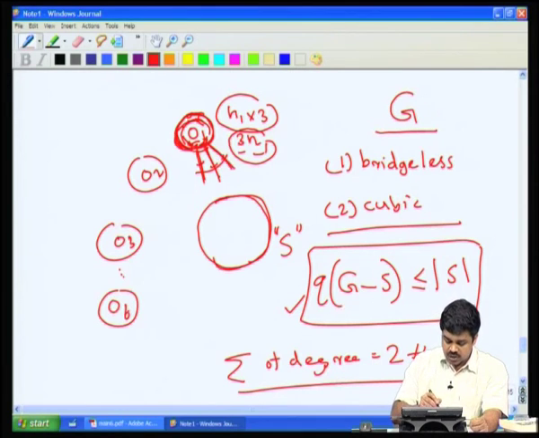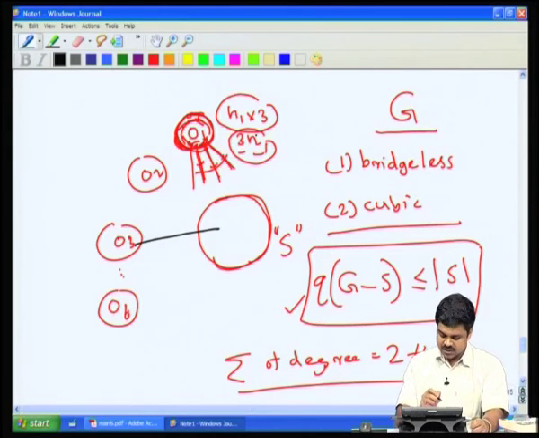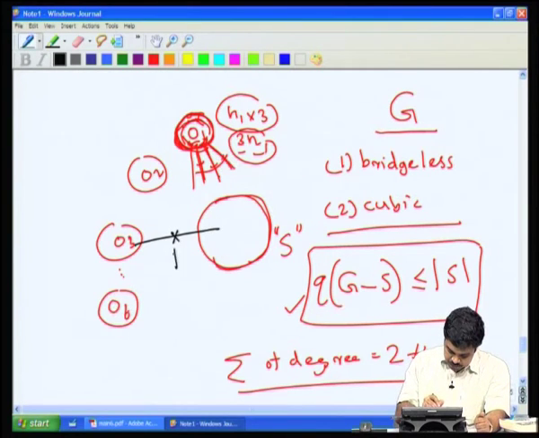The question is which are the possibilities. Can it be that just one edge goes out? For instance, out of this, is it possible that I have just one edge going out? As far as oddness and evenness is concerned, it is fine, because even plus 1 is an odd number. That does not give any contradiction, but then this will become a bridge.